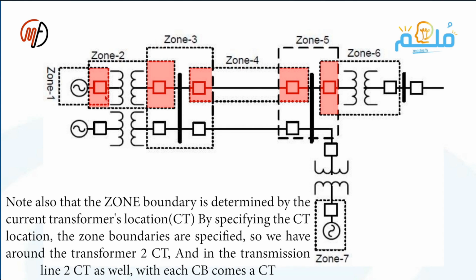Now note with me also that the zone boundaries are determined by the location of CT installation. CT is an abbreviation for current transformer, and from defining the CT, the boundaries of the zone are set. I have 2 CTs in transformer 2 and 2 CTs in the transmission line. Each breaker has a CT.